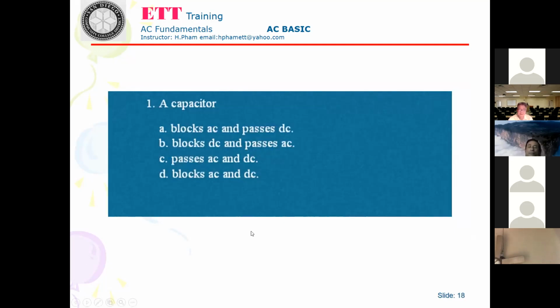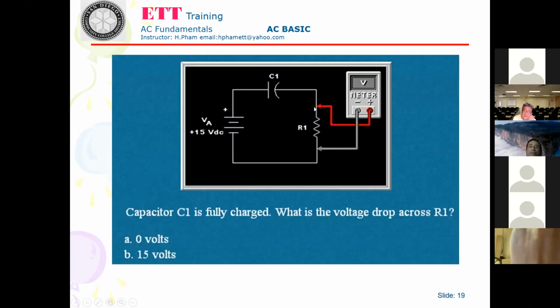A capacitor blocks AC and passes DC, or blocks DC and passes AC. Which one? B. The answer will be B, right? Yeah, B: block DC and pass AC. Okay, so the thing I went through is just a very, very basic thing. Anyone learning should be able to answer right away.